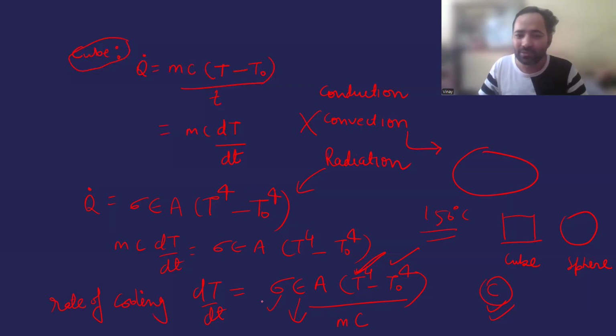By the way, this rate of cooling, there would be a negative sign because T will be reducing, so dT/dt will be reducing. Okay.